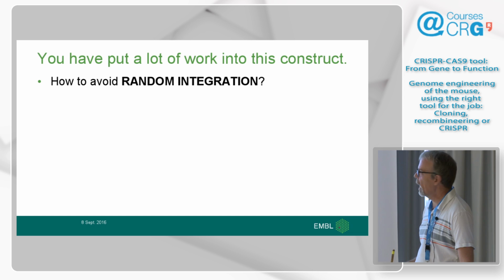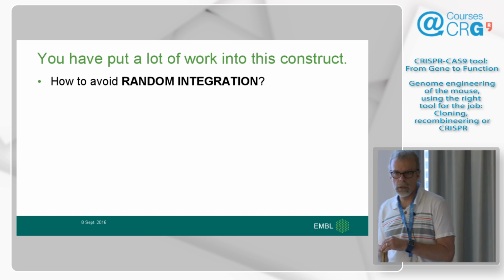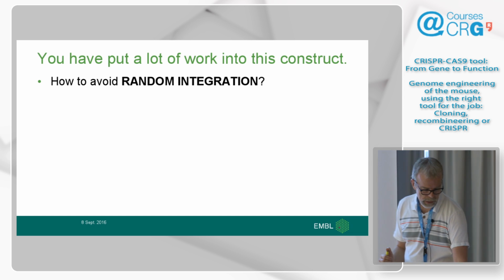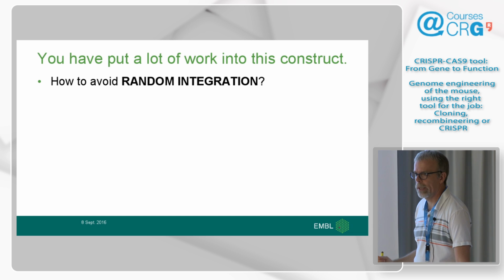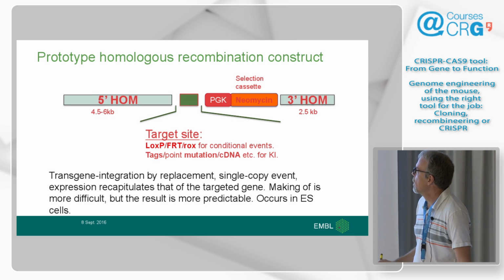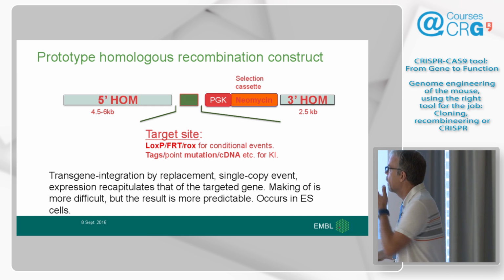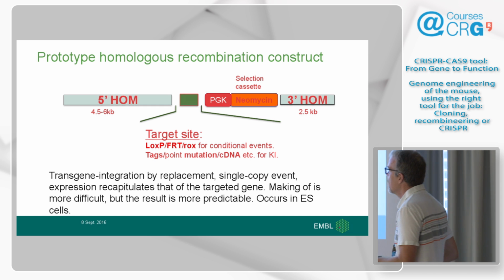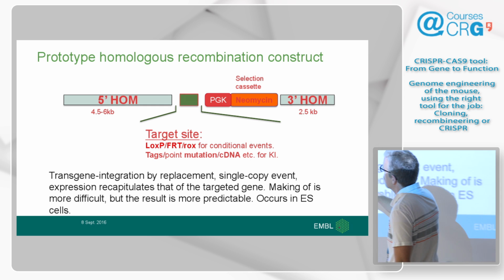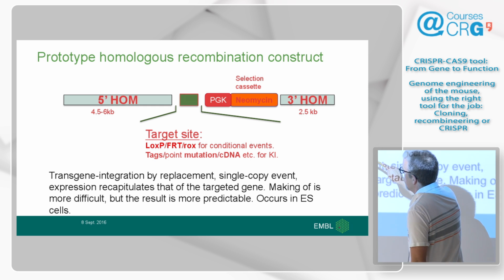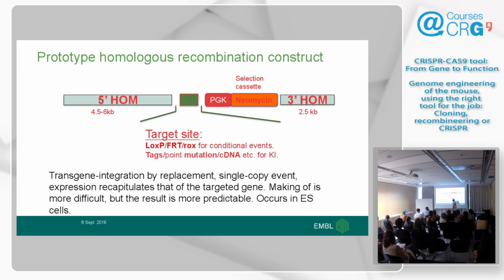Okay, so you have to put a lot of work into this construct. And at the end of the day, maybe you don't want it going in randomly. So how do you avoid random integration? That's by using homologous recombination instead of just putting it in wherever. And that's the same idea, but you just need a lot more homology. So here I usually use anywhere from 4.5 to 6 kb of homology upstream, and then 2.5 kb downstream. We often have a drug marker here.